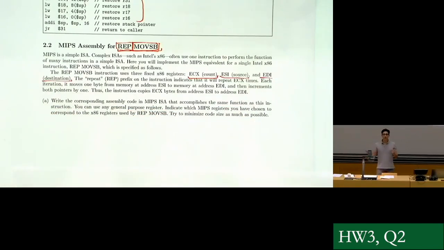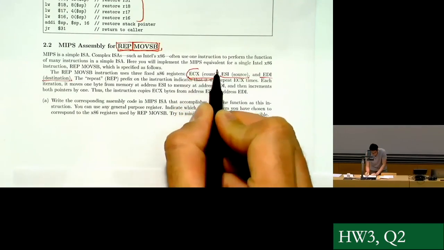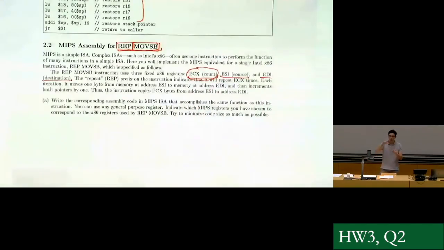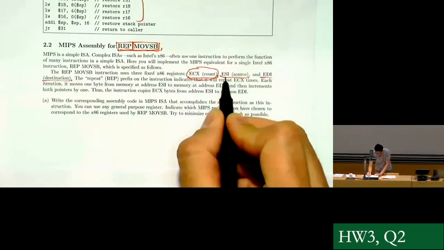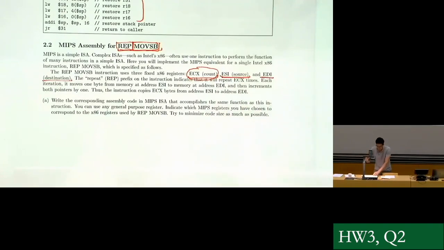This source and destination are 2 pointers to 2 different arrays, and what this operation does is, for several times, and this number of times is the content of the register ECX, copy byte by byte from the source array to the destination array. And after each of these copies, these 2, ESI and EDI, are incremented.